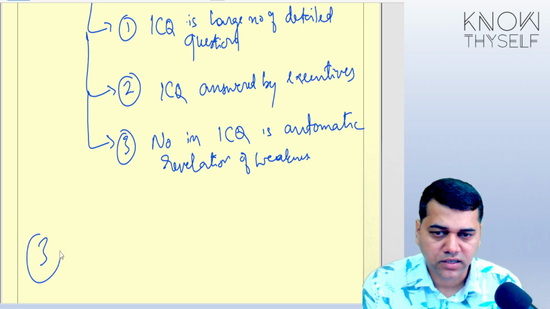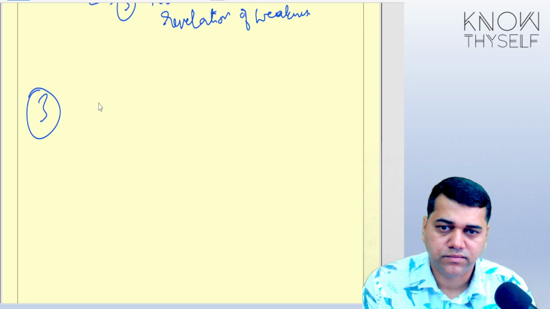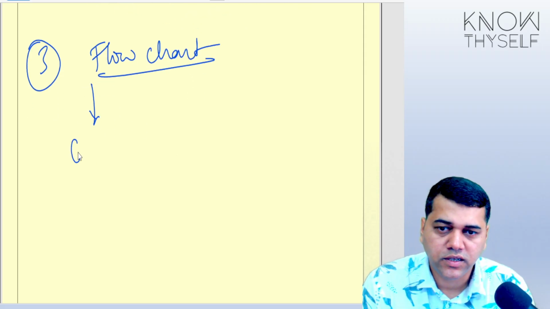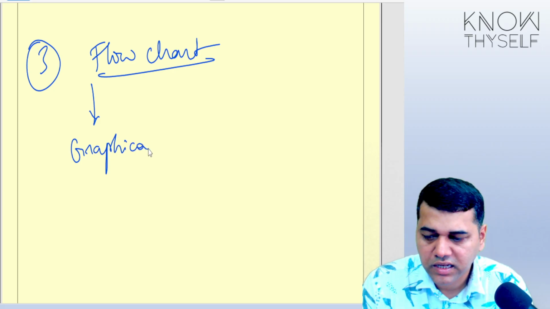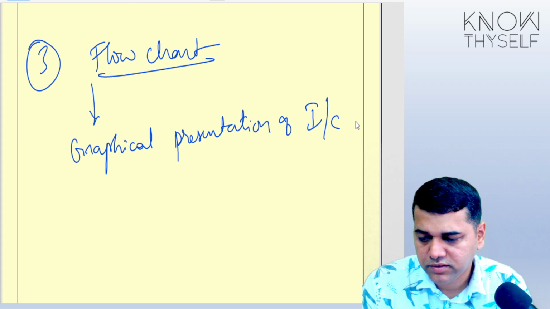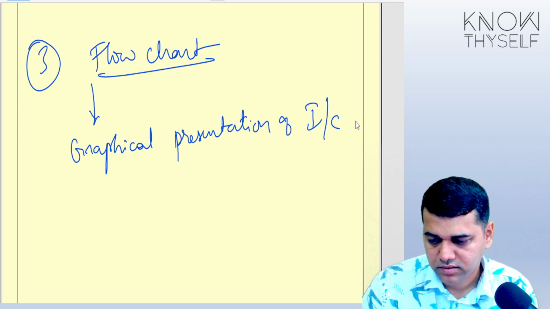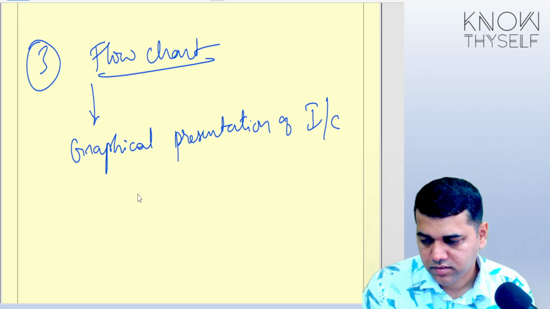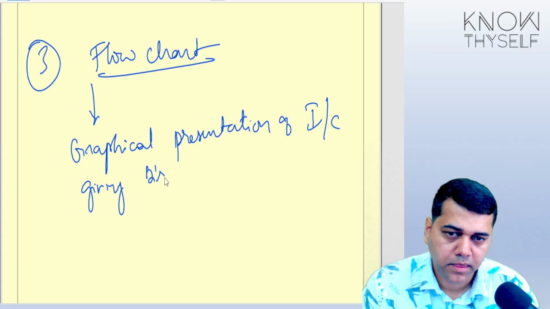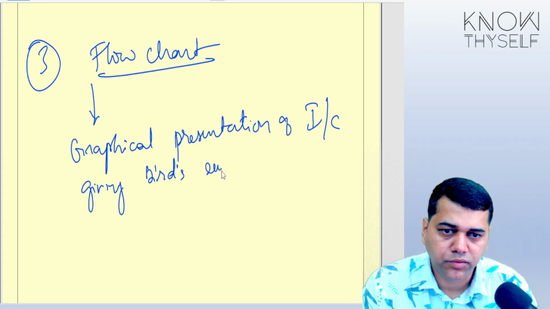The third thing, we have got a flow chart. What is the flow chart? A graphical presentation of internal controls giving bird's eye view of system.